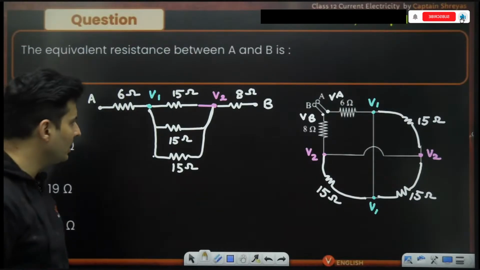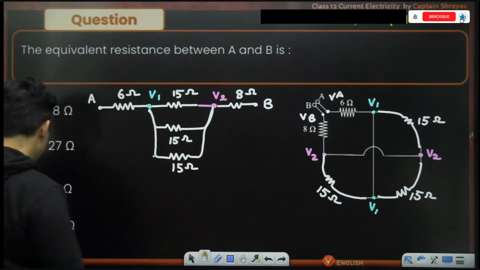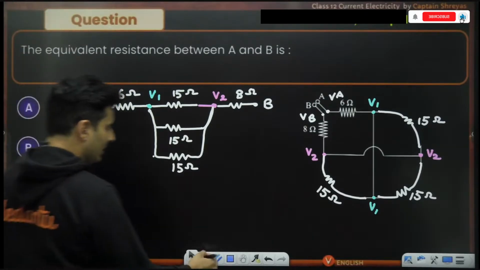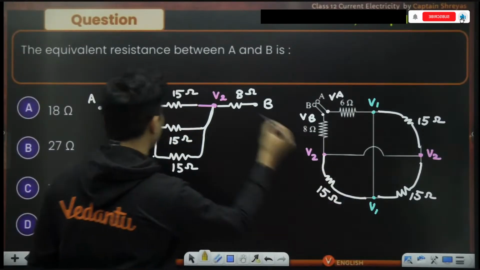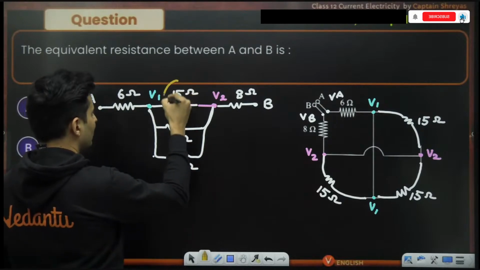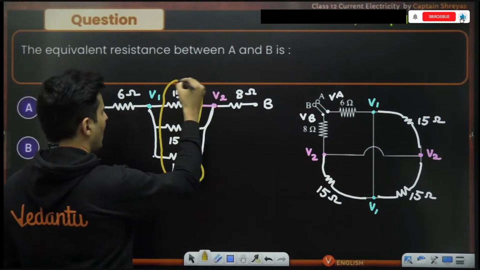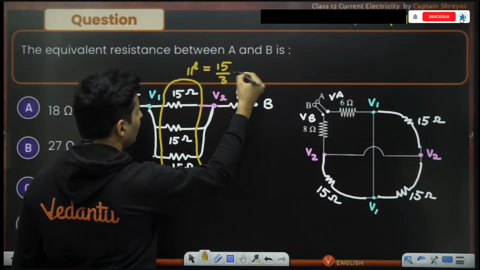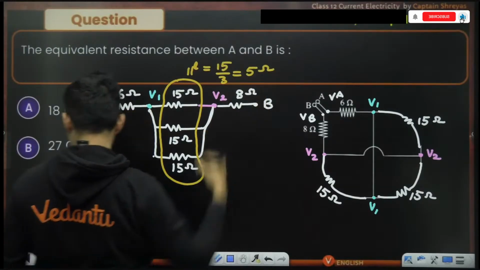Yes, Darshan, absolutely clear. Now, what are these three resistors in, guys? What are these three resistors in? Can you see that clearly? Obviously, these three resistors are definitely in parallel. So equivalent will be 15 by 3, which is nothing but 5 ohms.